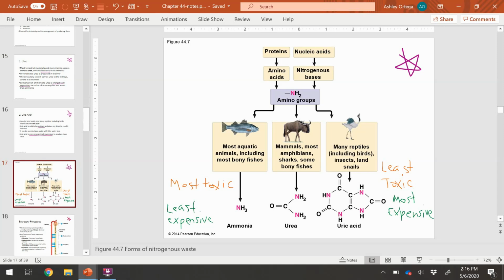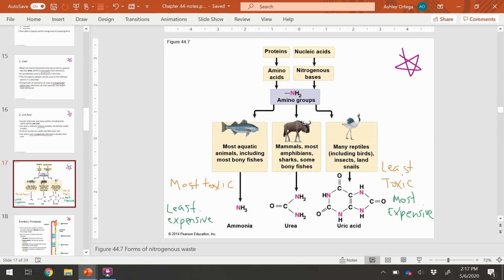Looking at urea here, in mammals, most amphibians, sharks, and some bony fish will excrete urea. As you can tell by its structure, it has a ketone group, the C double bond to oxygen there, with 2 amino groups attached. This product is moderately toxic and is moderately expensive. And so it's in the middle range of the groups here.